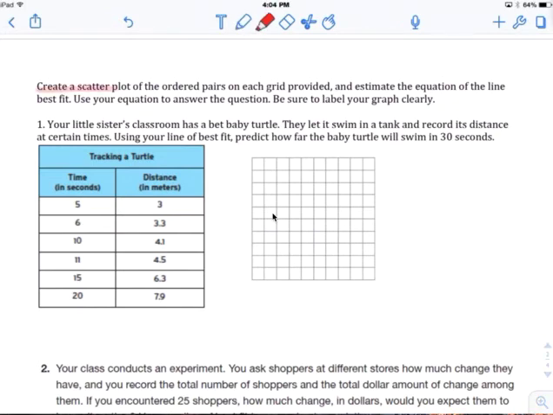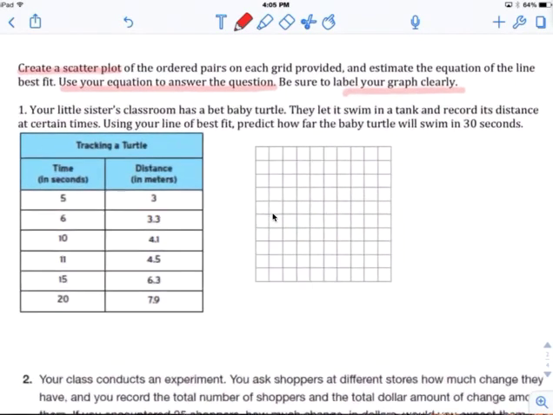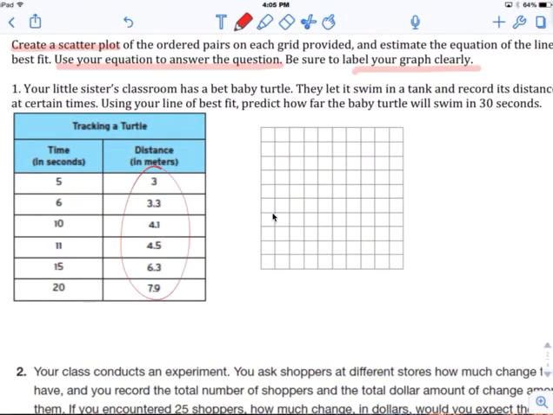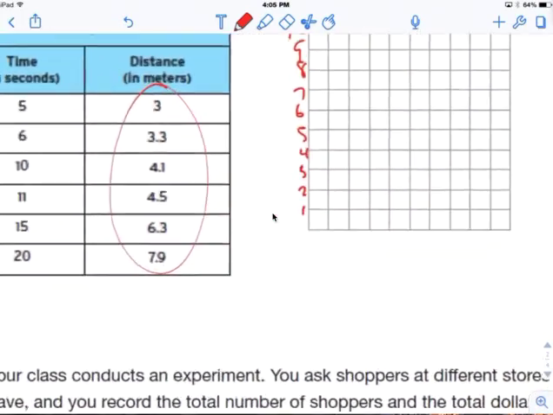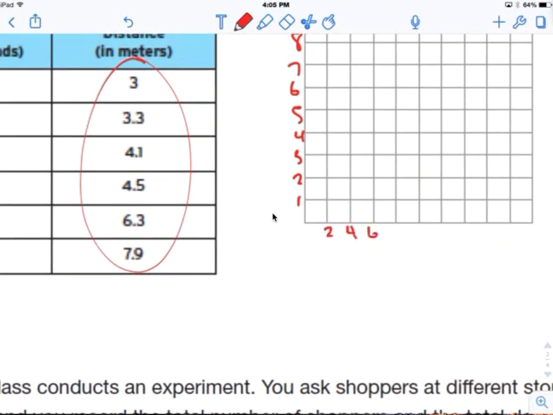Create a scatter plot of the ordered pairs in each grid provided and estimate the equation of a line of best fit. Use your equation to answer the question. Be sure to label your graph clearly. Okay, so use your equation. So, line of best fit. This is only up to 7, so we're going to number 1, 2, 3, 4, 5, 6, 7, 8, 9, 10. Number the other one 2, 4, 6, 8, 10, 12, 14, 16, 18, 20.